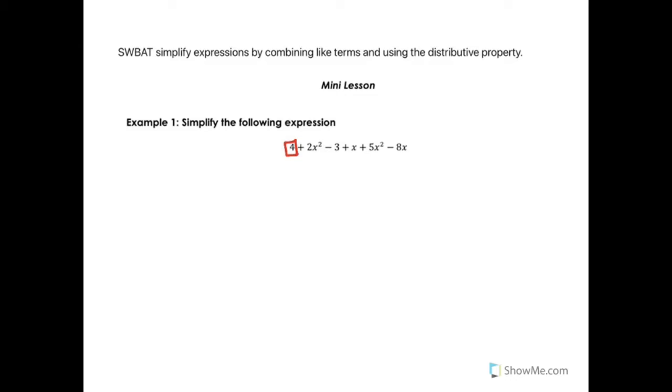Now I'm scanning the rest of my expression so that I can see if there are any other terms that come from the same family as the family of 4. And I know that 4 comes from the family that has no last name. It does not have a variable next to the coefficient. Therefore, I'm looking for another term that also does not have a variable. And when I scan the rest of my expression, I see that -3 does not have a variable as well.